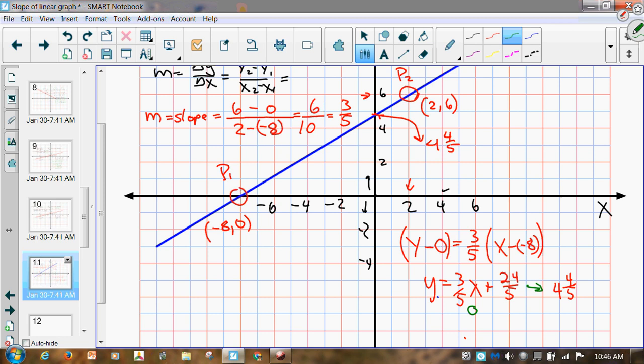All right, so there's your calculations for calculating slope and generating an equation starting with 2 points on a line. And that concludes this video.